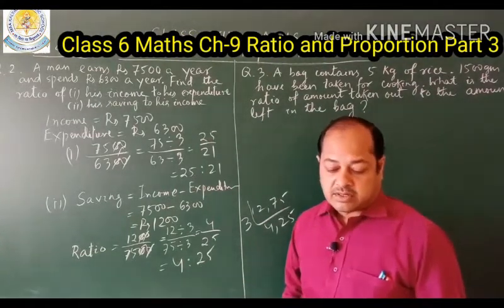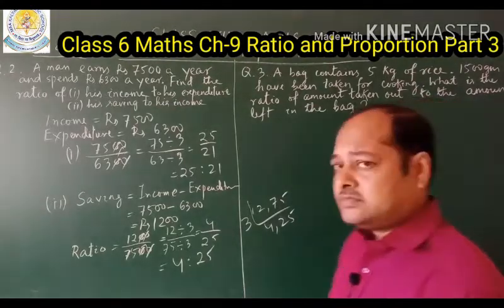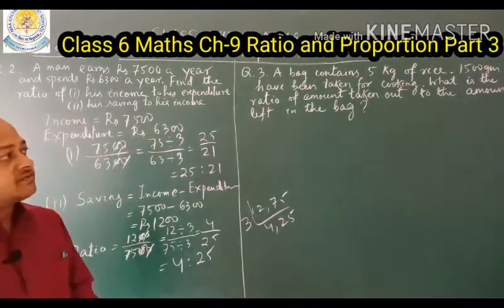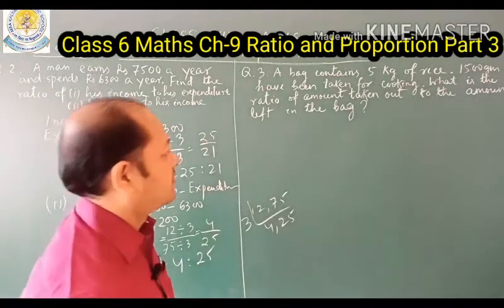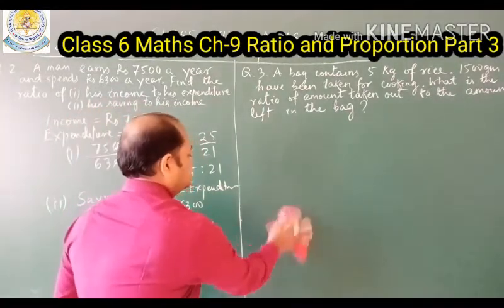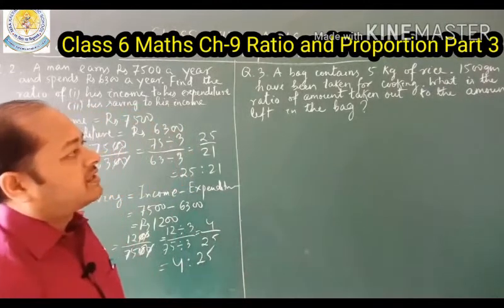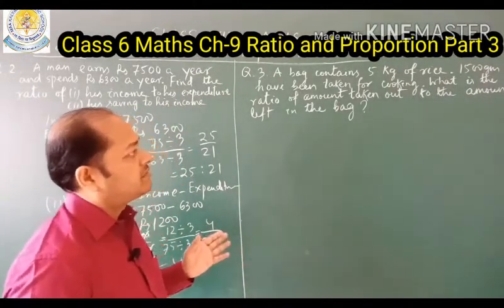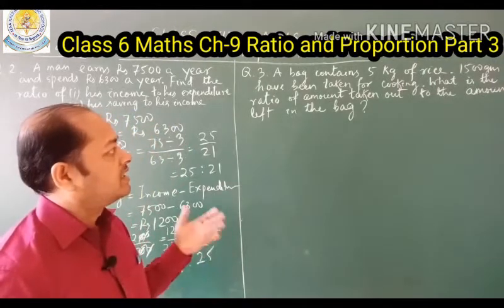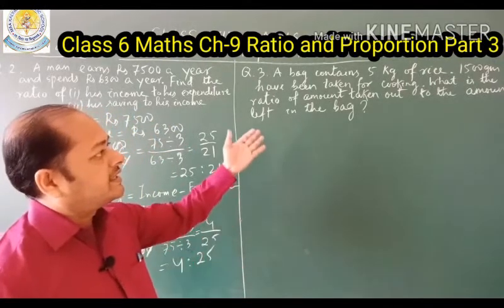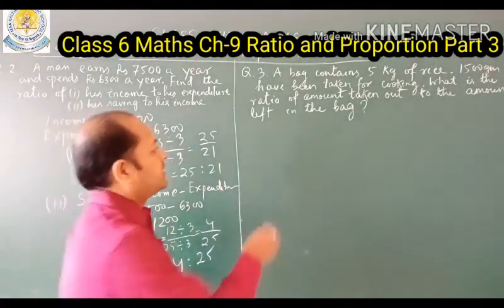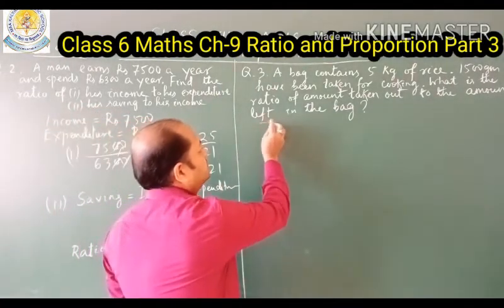Okay. Now come to the next question. It is also a word problem. Question number 3. A bag contains 5 kg of rice. 1500 gram have been taken for cooking. What is the ratio of amount taken out to the amount left? Already the taken out amount is given, that is 1500 gram. So write all the quantities.